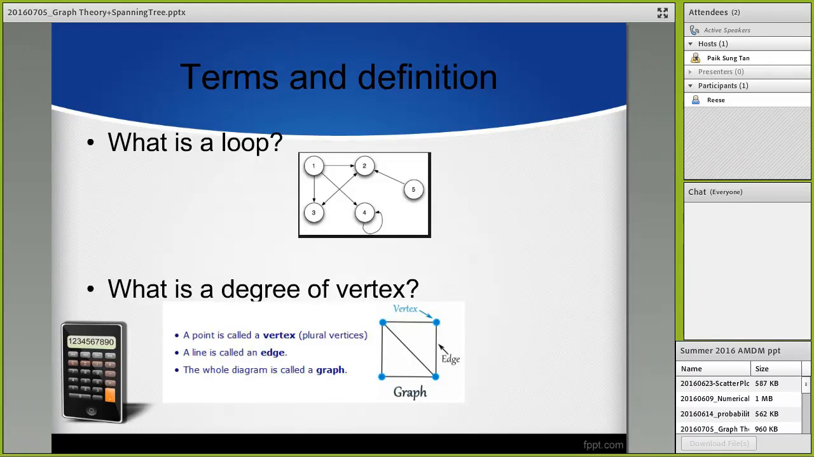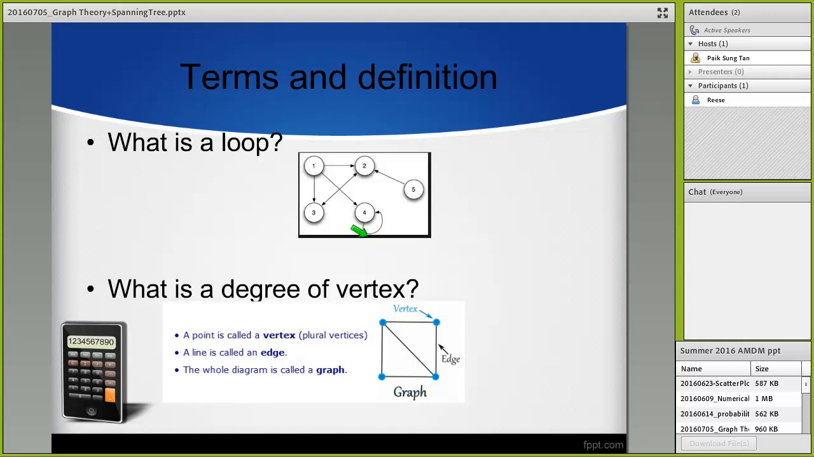Alright, so first we need to clear the definitions and terms. When I use these terms, I want you to know what they mean so that we are on the same page. What is a loop? A loop is an edge that goes back to the same vertex instead of going to a different vertex. At vertex number 4, there is a loop going back to itself.